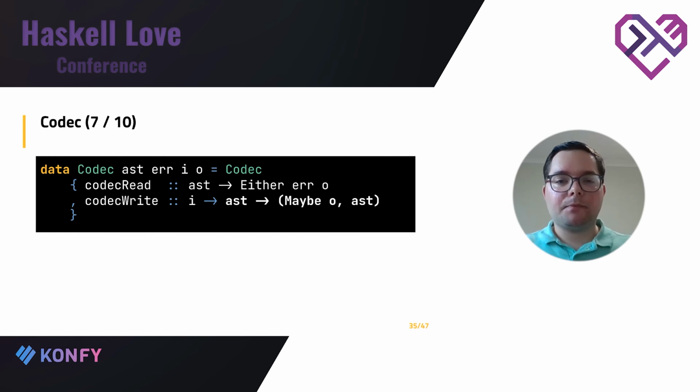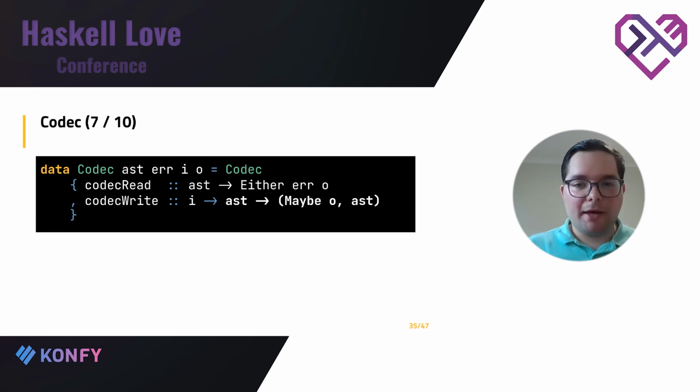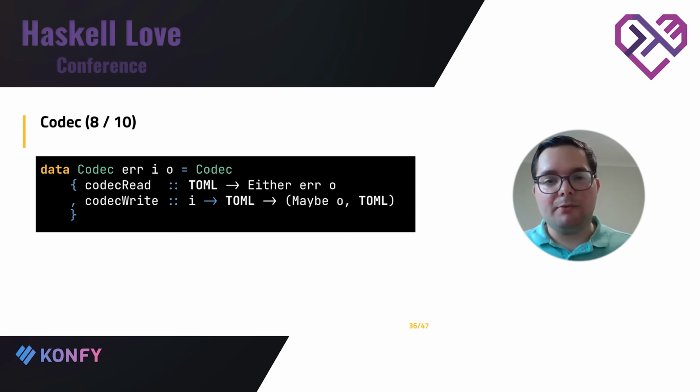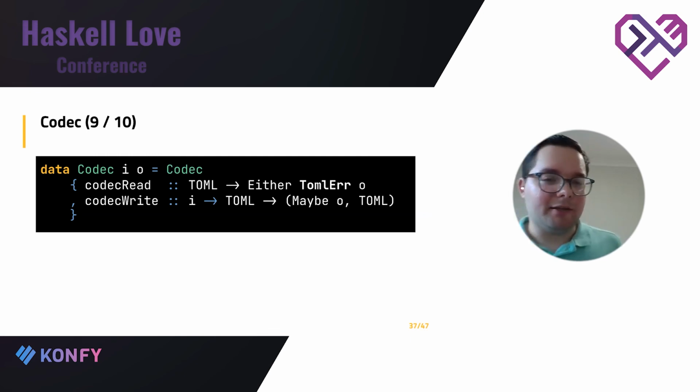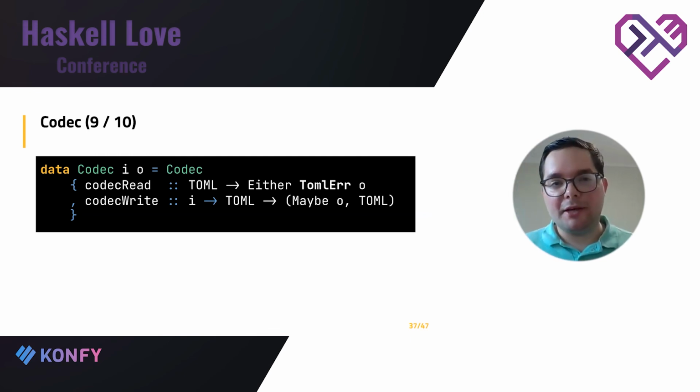And if you want to have a general abstraction, you can stop at this point. But in TOML, we know that our AST is this TOML type. We will work with TOML. So let's just use a specific type and make things simpler. And we also know that our errors are TOML errors. It cannot be JSON errors. So let's just specify it and make the type simpler.